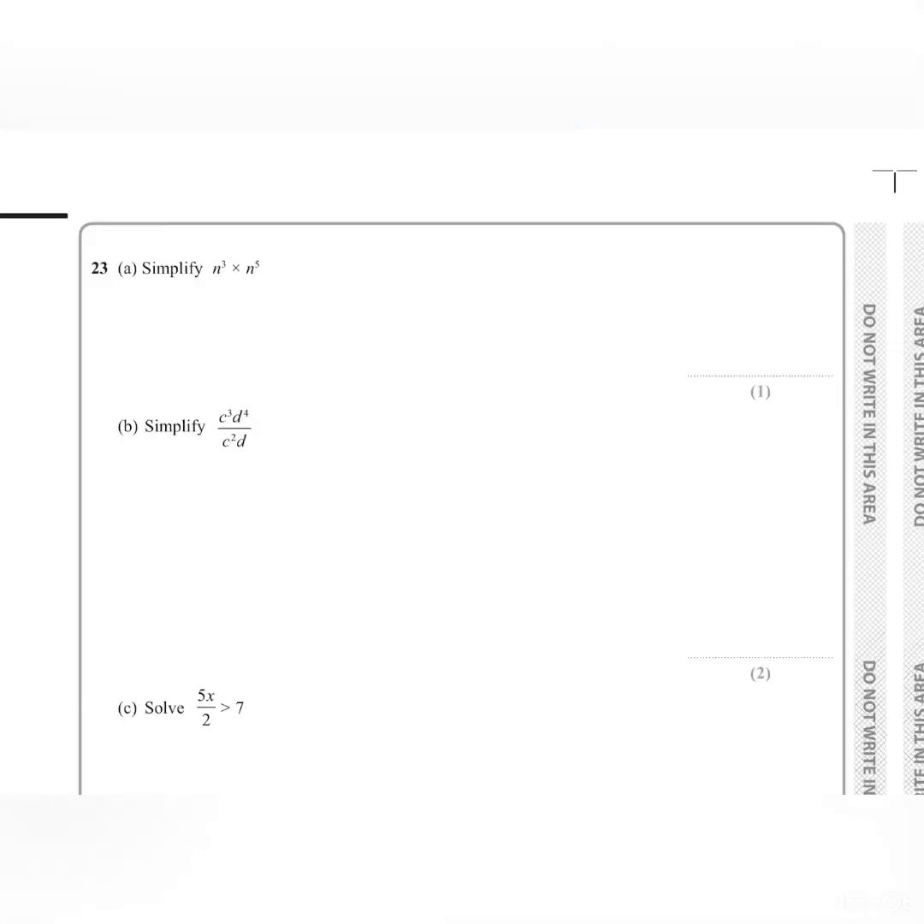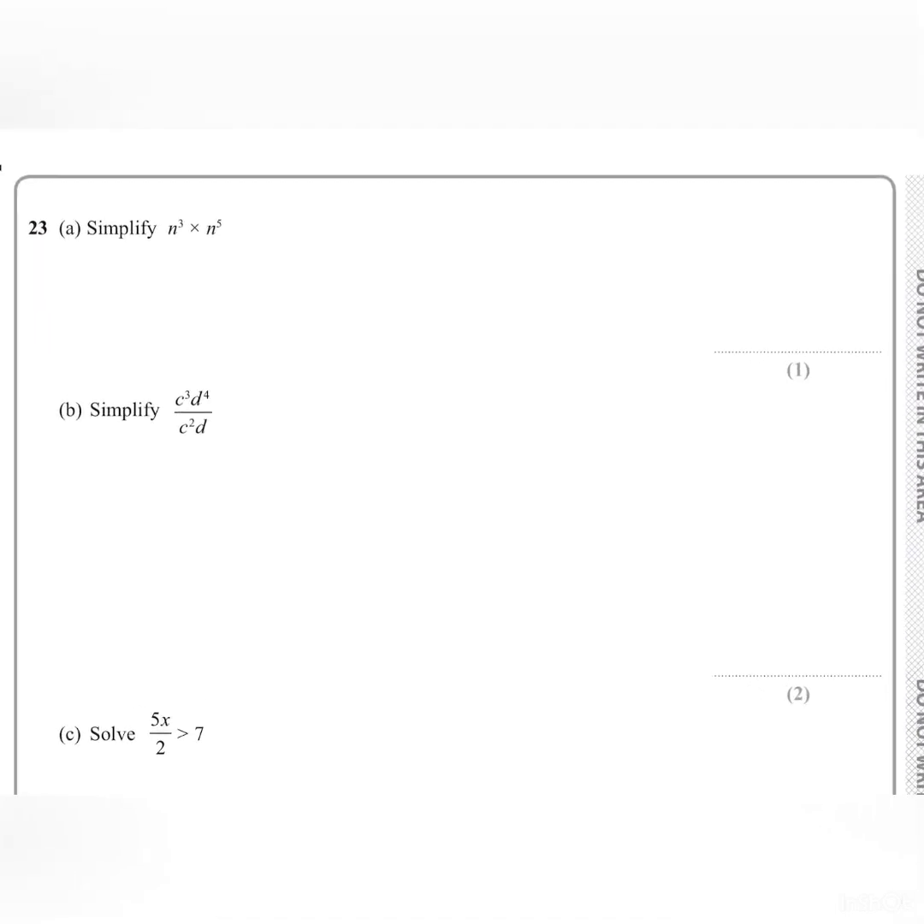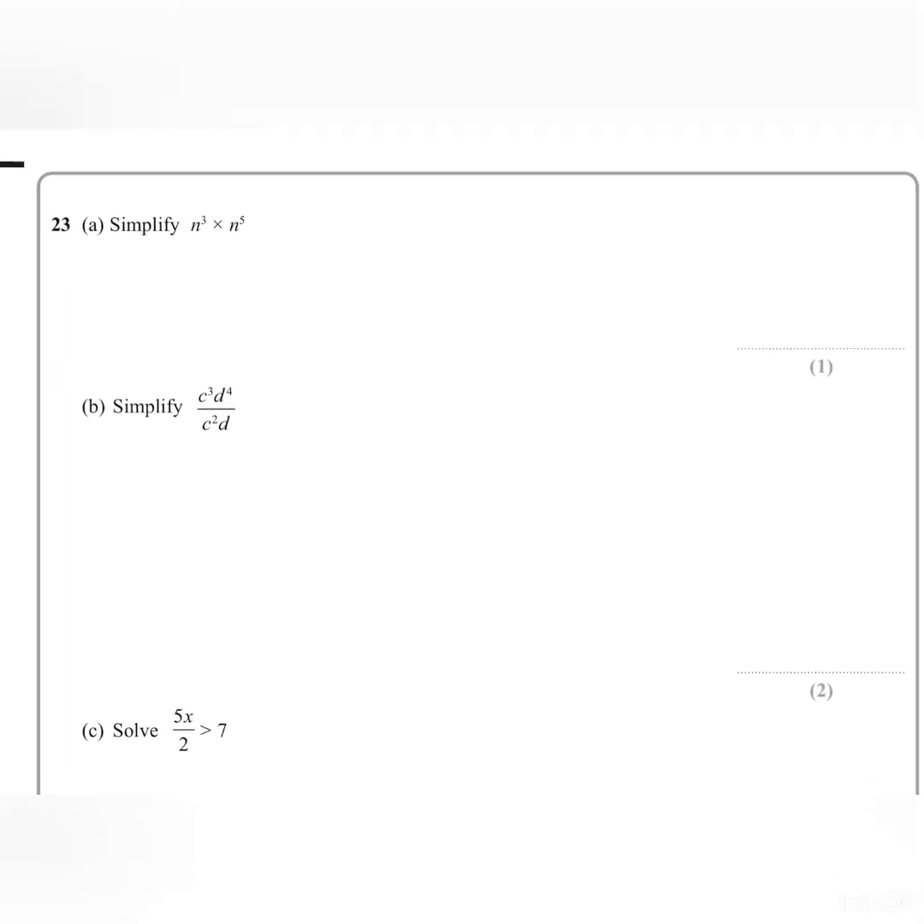Okay, right, number 23, it says simplify n cubed times by n to the power of 5. Okay, so when you're multiplying indices of the same base, we can simply add the powers together. So it will be 3 plus 5, so n to the power of 8.